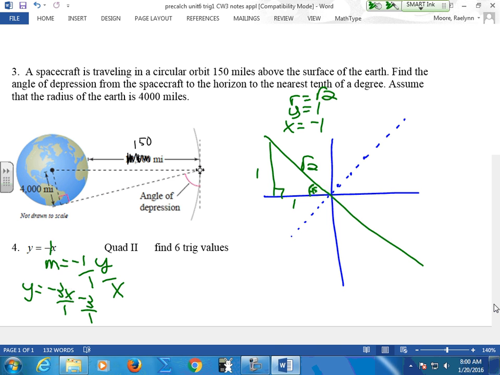Sometimes this was nice because it cut it right in half. Sometimes it won't cut it in half. We can use the slope as well. You can do the slope of it as well.